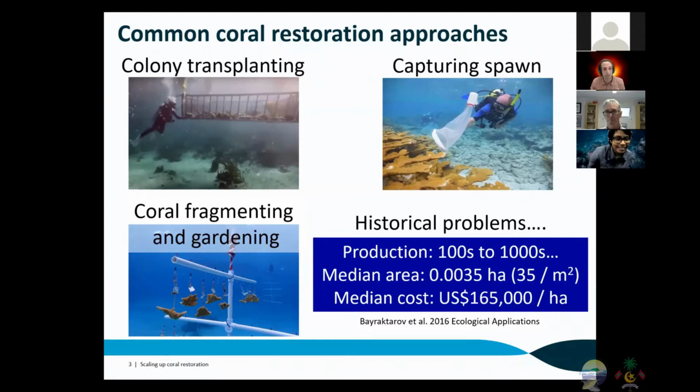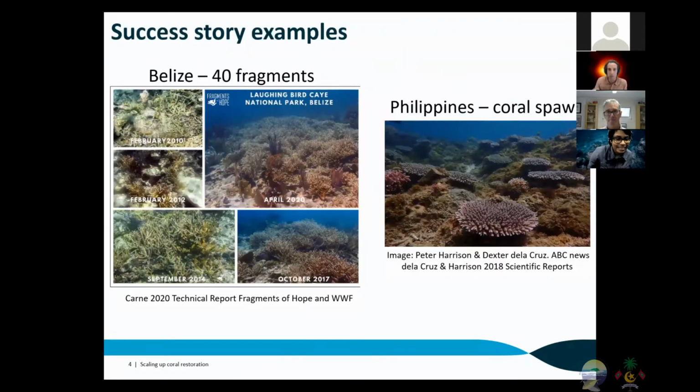And there's some success story examples as well, and I've just highlighted two here. The one on the left of the screen is from Belize, and the particular example here is using 40 coral fragments, and you can see that from 2010 to 2020, there was a massive change in coral cover over that reef patch. Some other work from the Philippines by Dexter de la Cruz and Peter Harrison is shown on the right, and that's actually where they used coral spawn that was harnessed and then put back onto the reef with nets. And those colonies, I think it's 4 or 5 years later now, they have been spawning and reproducing.